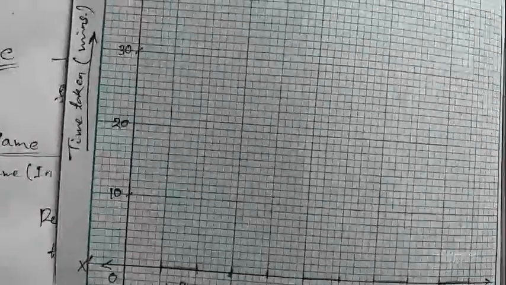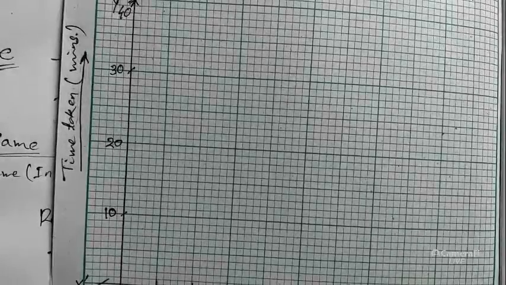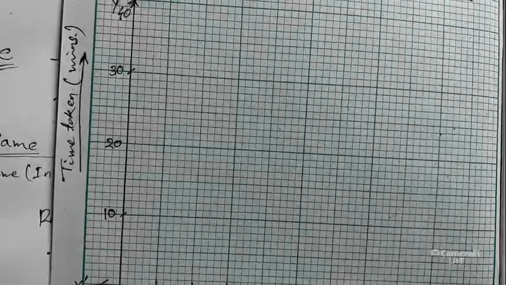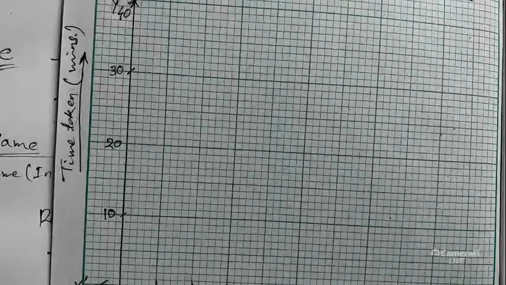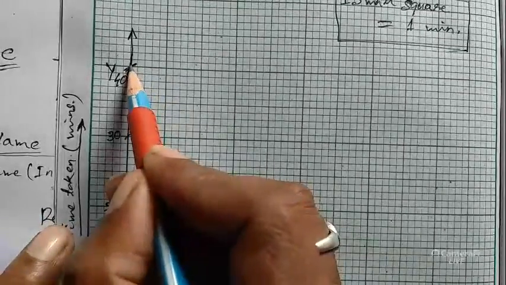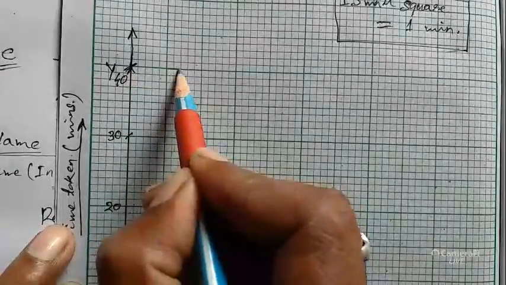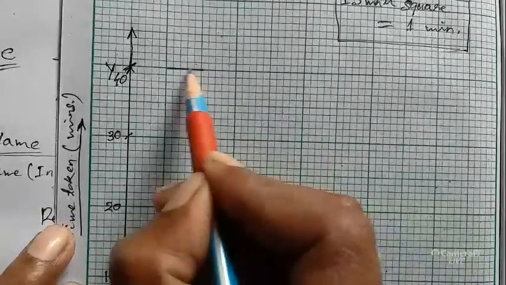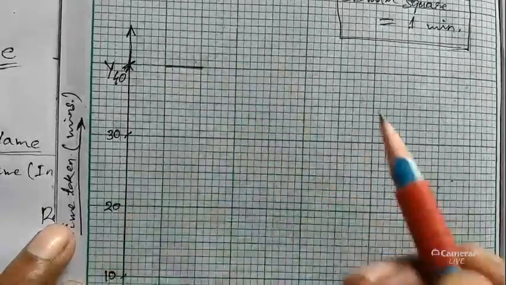Now this breadth is for Sneha. What will be the height of the rectangular bar? Sneha takes 40 minutes, so first we have to go up to 40. What is the 40 level? This one. So up to this level we have to draw the rectangular bar.